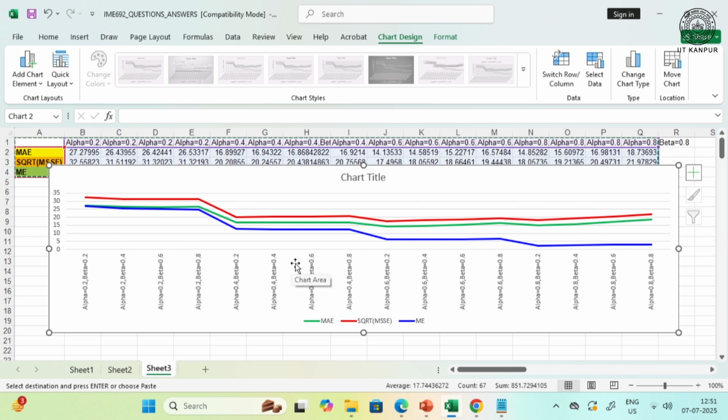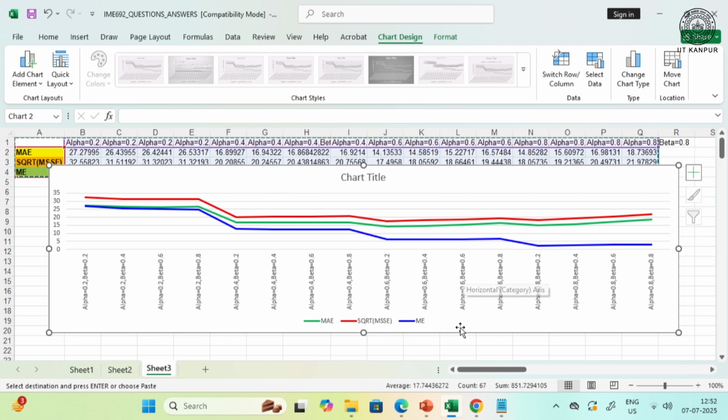Now, one thing is very interesting. For values of alpha very low and beta very low, the mean absolute error and the mean error are almost the same, as you can see here from the graph. Obviously, there will be decimal value differences, but I am not going into that. Number one.